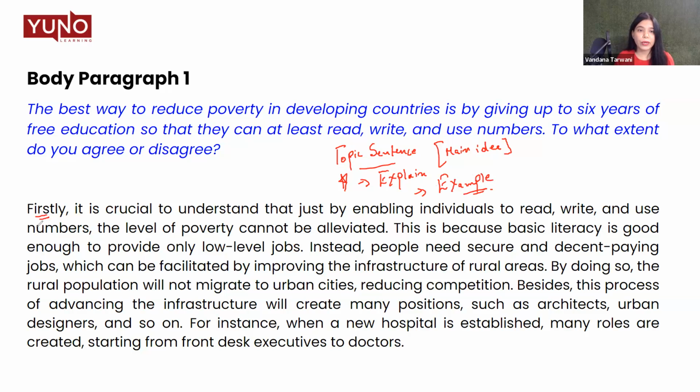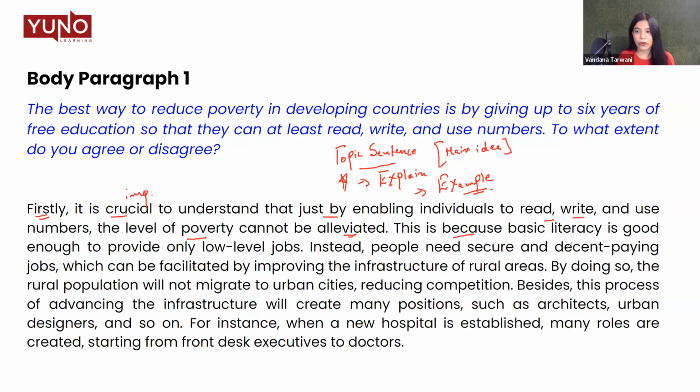So we are saying, firstly, it is crucial. Crucial means important. It is crucial to understand that just by enabling individuals to read, write, and use numbers, the level of poverty cannot be alleviated. Alleviated means reduced. So we are refusing. We are telling IELTS that no, the solution that you are offering in the question is not the best solution. And then how exactly are we developing? How we are explaining this? We are giving the reason.